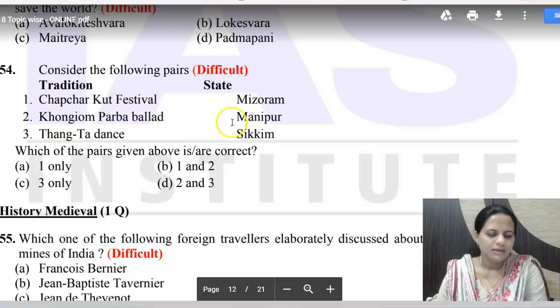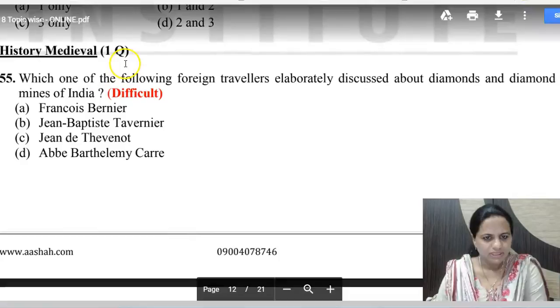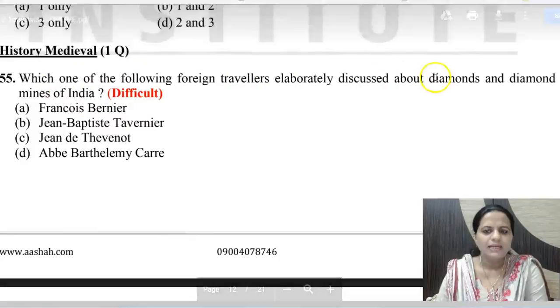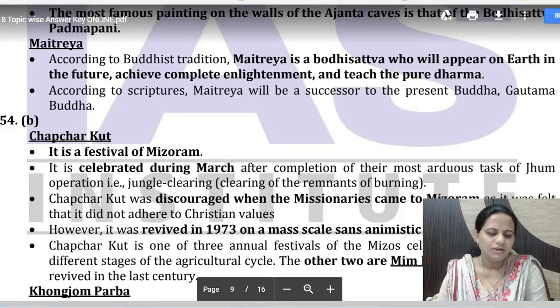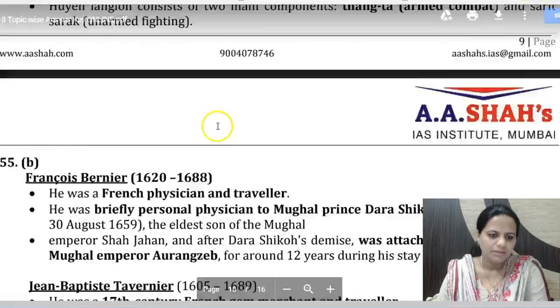Then next is the medieval question. There is one question from History Medieval, which is, which one of the following foreign travelers elaborately discussed diamonds and diamond mines of India? The correct answer is Jean Baptiste Tavernier. But if you have done medieval with such interest, you may be able to solve this question.